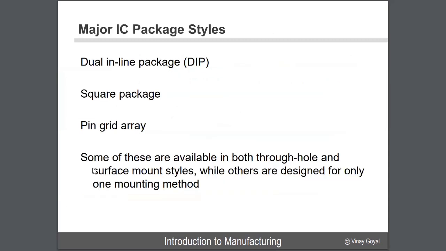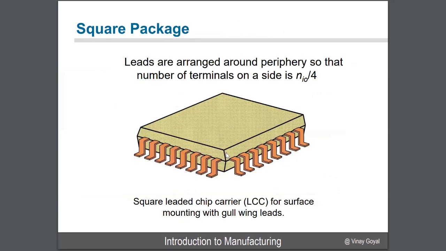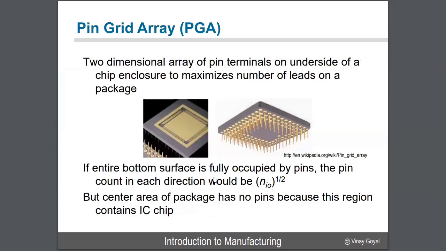And then again, three types are used. The dual inline package is very common. Usually you can do both the pin-through-hole or the surface mount configurations, usually with 16 terminals, as you can see here. The square package has inputs and outputs on each side, and they tend to be multiples of 4. You then have the pin grid array system, which tends to be pin through hole, but not always.